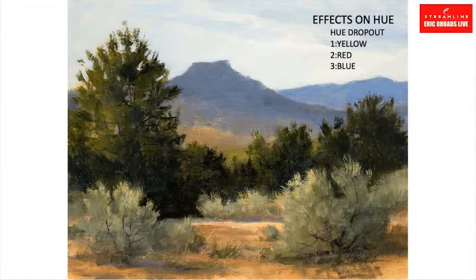Right. Atmosphere filters out the wavelengths of light, and it happens in a sequence, and it's the same sequence every time. The first wavelength that drops out is yellow. That leaves you red and blue, which can create purple. The next wavelength that drops out is red, and that leaves you blue. And eventually blue drops out and you have a kind of pale white color.